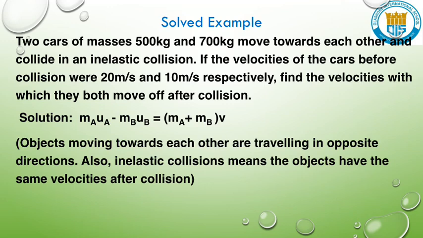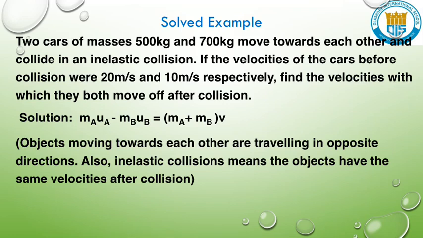We have two cars of masses 500 kilogram and 700 kilogram moving towards each other. Moving towards each other essentially means that they are moving in opposite directions. Two cars move towards each other when they are moving in opposite directions. Then they collide in an inelastic collision. Inelastic means that after they collided, they got stuck with each other. They became one unit after the collision.